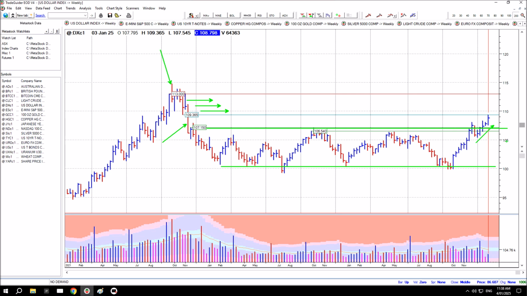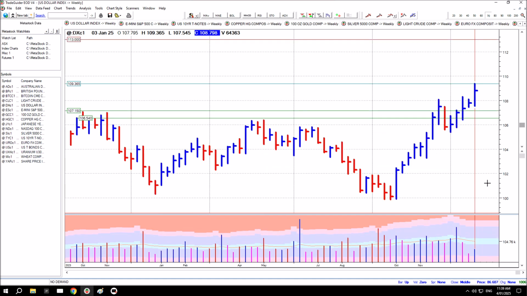It's pushed up to the lows of the previous highs. Here's the previous highs, or the range associated with the previous highs. The market has pushed up and has closed just below the lows of the previous high. If I move in a bit closer, you can see where we are now.